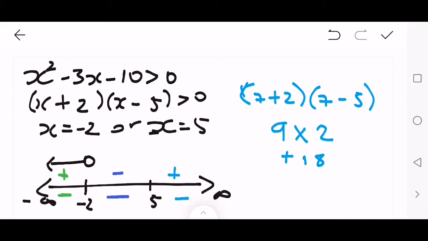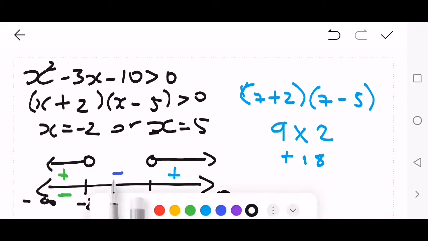And notice that I use an open circle, not a shaded circle. This means that the answer goes up to minus 2, but however minus 2 is not included, and also it will start at 5 and go to positive infinity. Again, here we have an open circle. This indicates that the answer starts at 5, but 5 is not included. So this is how you present your inequality solution.